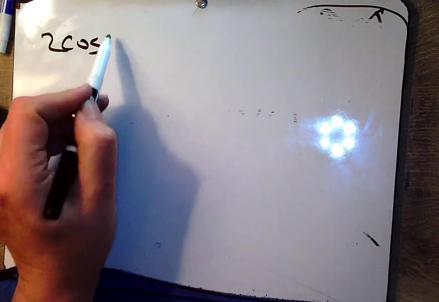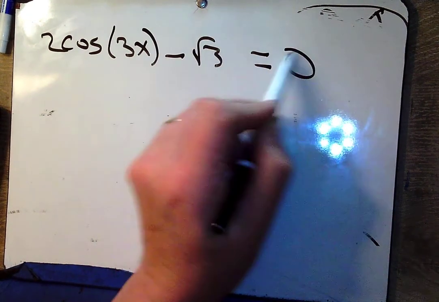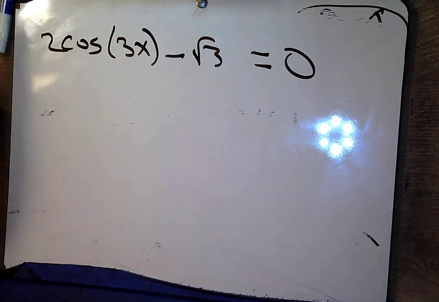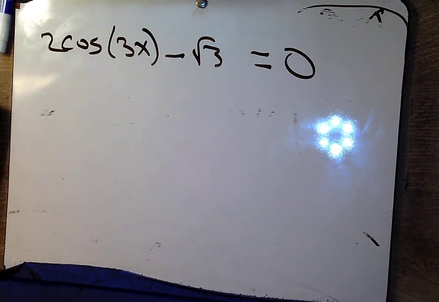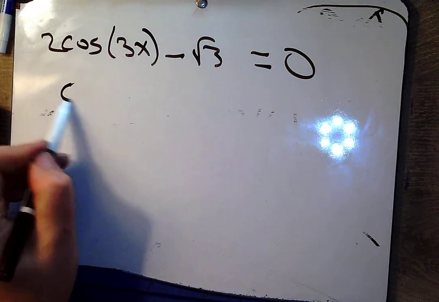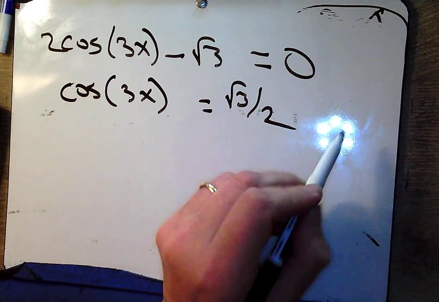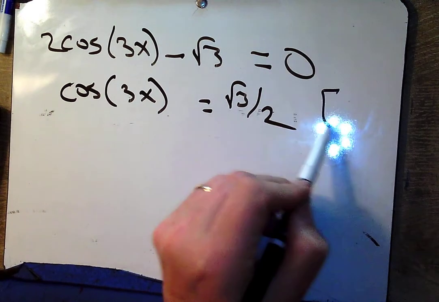Okay, how about this one? 2 cosine 3x minus root 3 equals 0. Let's give that one a try. Yeah, I agree. Cosine 3x equals root 3 over 2. Oh, and you were wondering what 0 to 2.